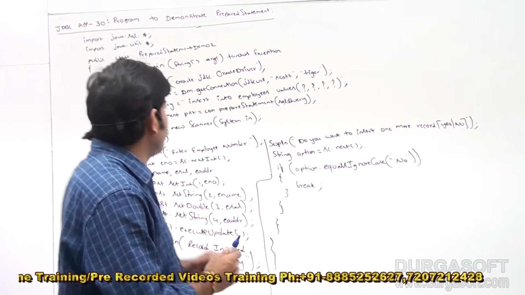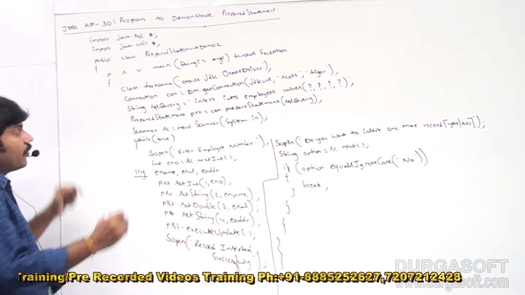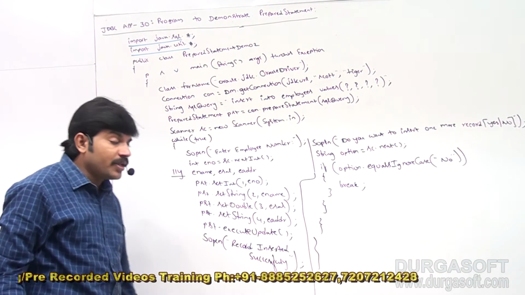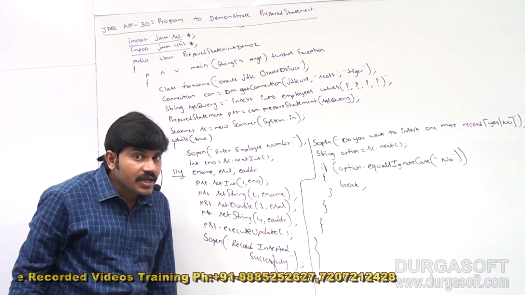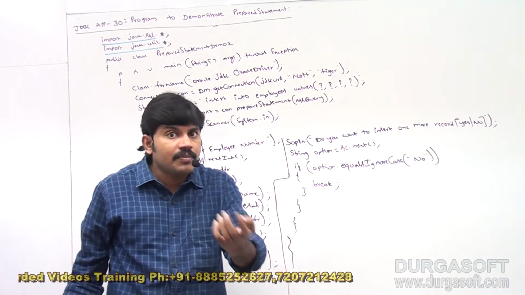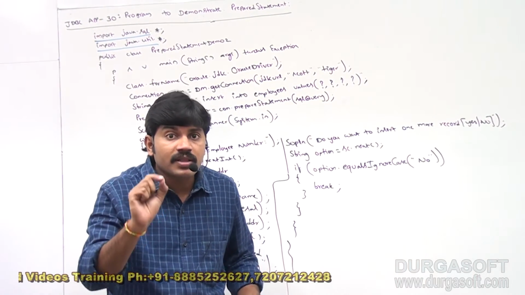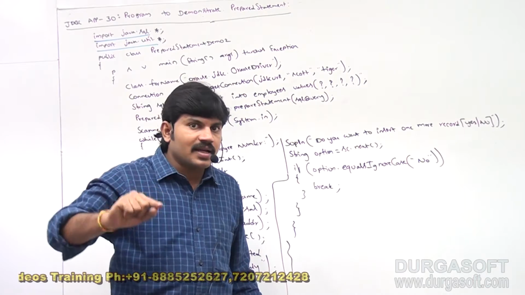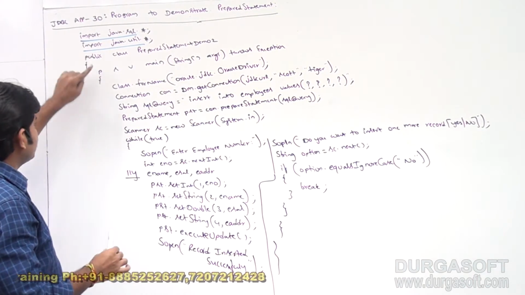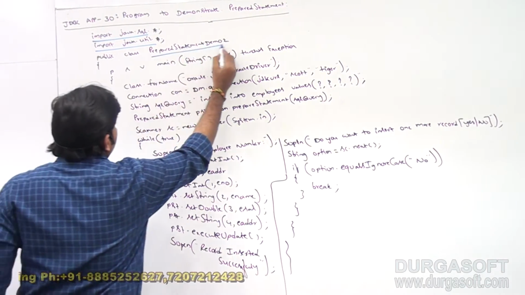How can you do that? Have a look once. Import java.sql.*, java.util.*. Why am I taking util? Because I want to read the dynamic data from the keyboard. For that, Scanner is required. The Scanner class is present inside the java.util package. Correct, right? Okay. Next, PreparedStatementDemo2.